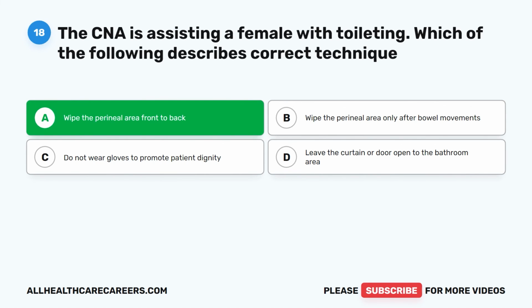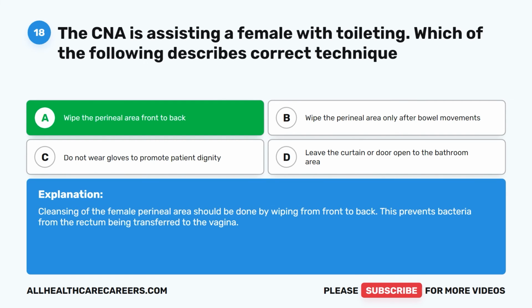The correct answer is A. Wipe the perineal area front to back. Cleansing of the female perineal area should be done by wiping from front to back. This prevents bacteria from the rectum being transferred to the vagina.